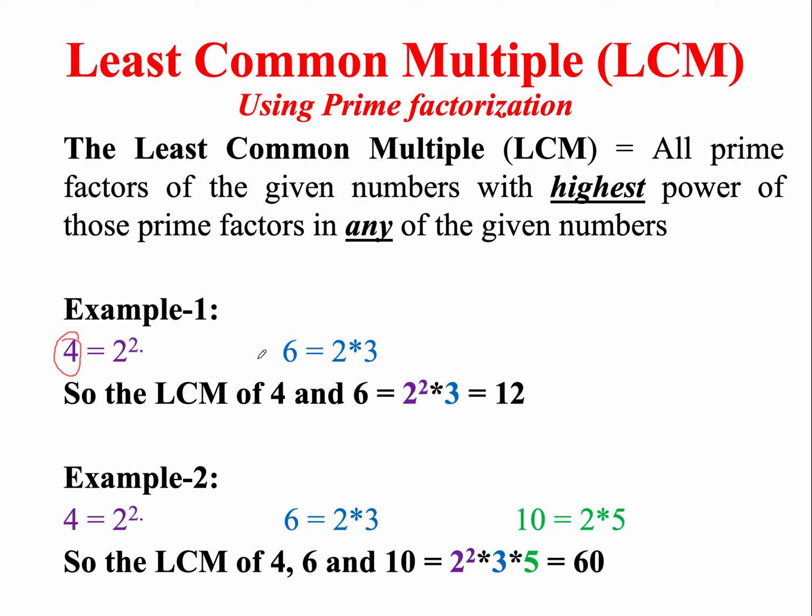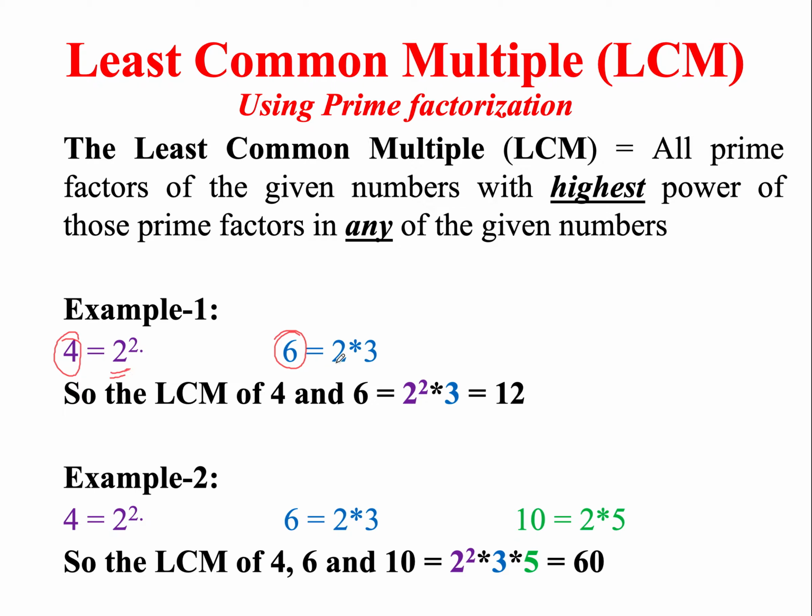Let's take the numbers 4 and 6. We already have seen in the previous slide that the LCM of 4 and 6 is 12. Here we are starting to find out the LCM using the prime factorization. We write 4 as 2 square and then we write 6 as 2 times 3. Now the common prime number is 2, but the LCM says that we take all the prime factors of the given numbers with the highest power of those prime factors.